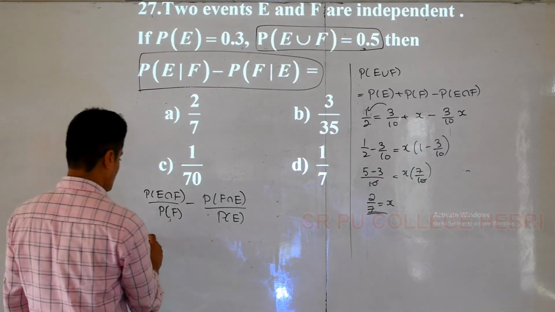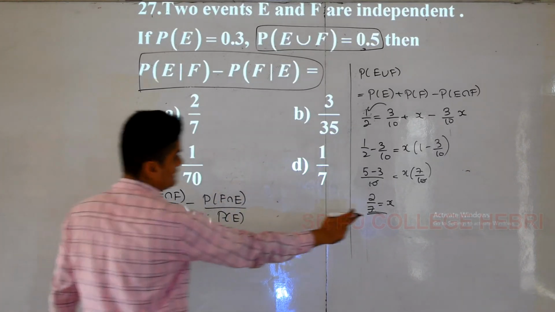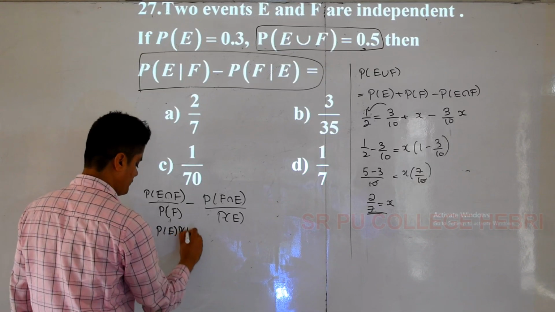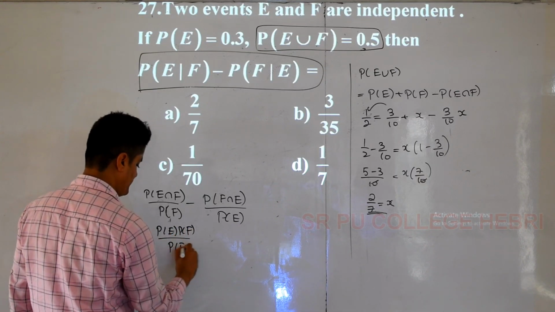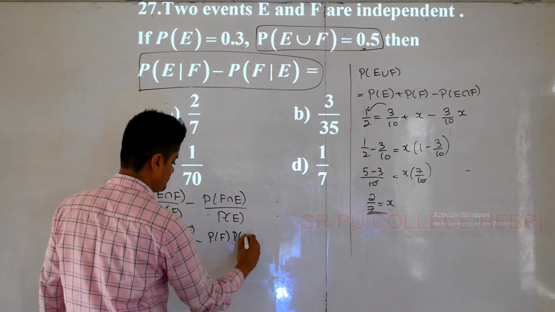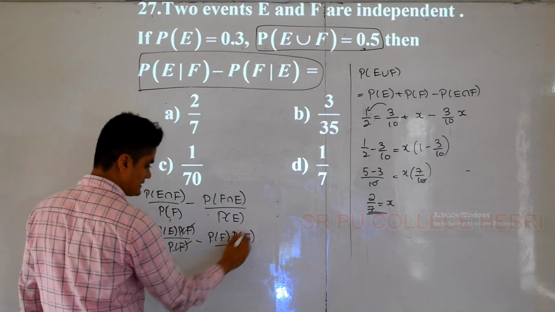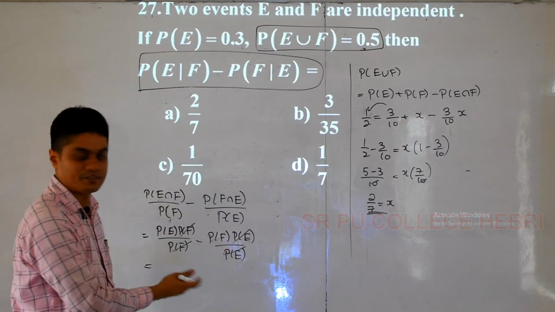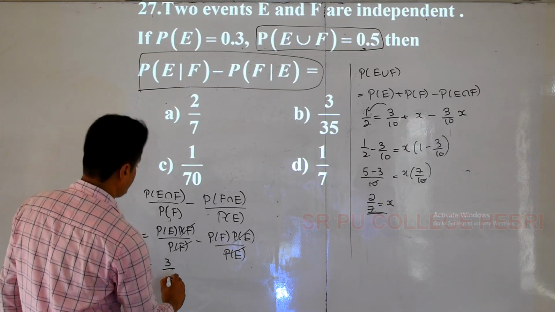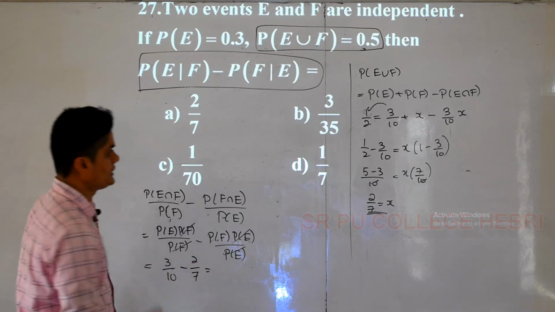Yes. So P of E intersection F you can find using this x value, because this is nothing but P of E into P of F by P of F. Or you can solve by cancelling like this also. This is also possible. So what happened? This cancels here, this cancels. P of E is known, P of F is known. Substitute and tell me the final answer. 3 by 10 minus P of E, 2 by 7. Simplify, you will get the answer.